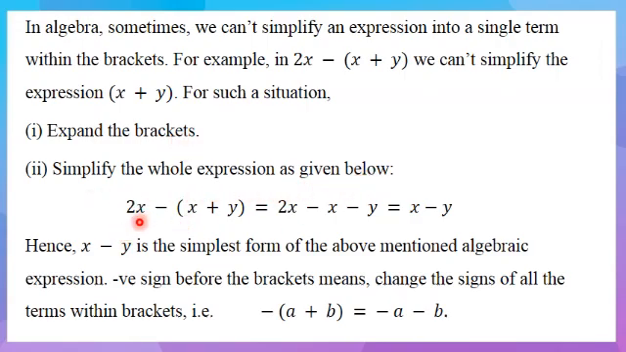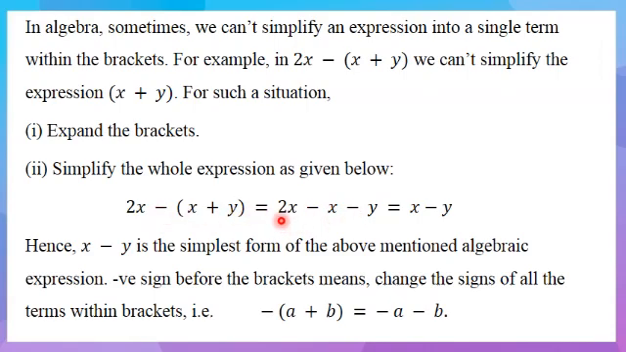So look over here, when we are expanding it, 2x minus bracket start x plus y bracket close, then it will be equal to 2x minus x minus y. Why did I change the sign of this plus y? Because outside the bracket I have a negative sign, so it will affect the sign inside the bracket.